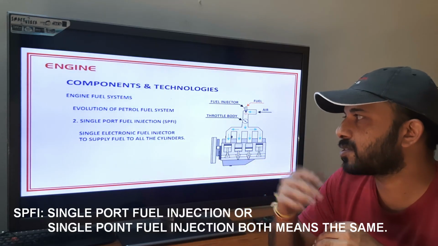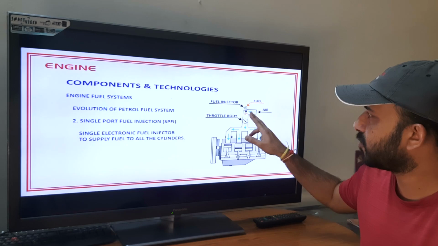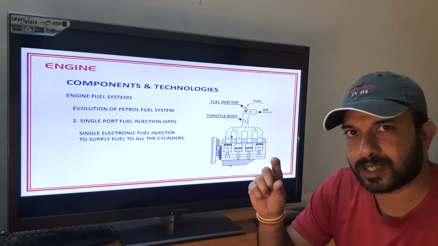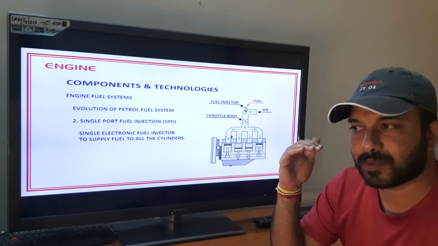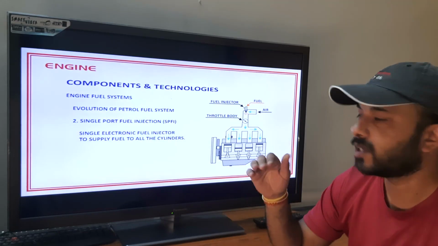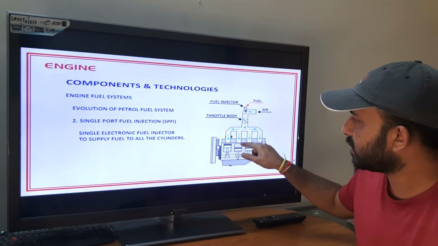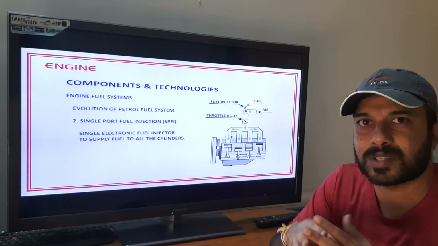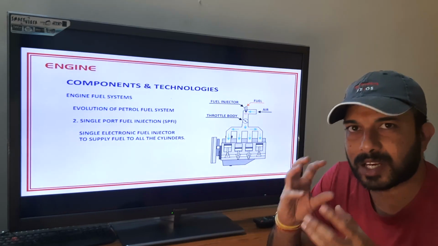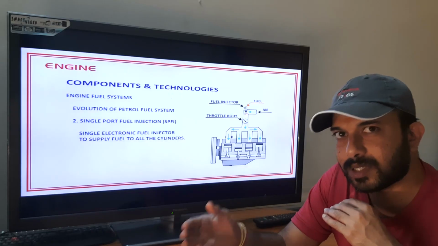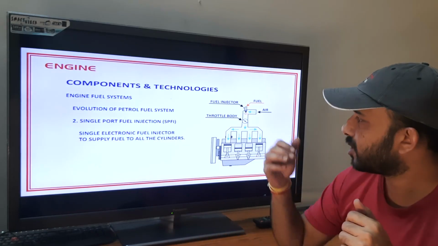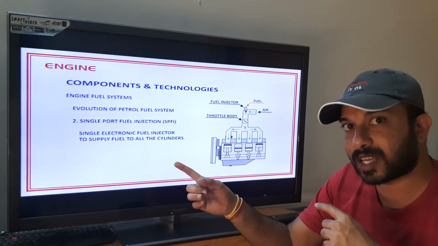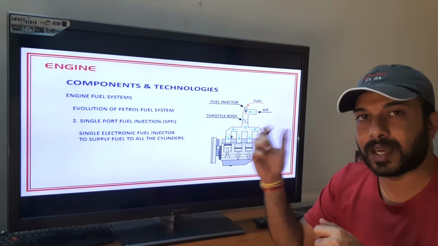In this one we have the throttle body. Just before that there is one single injector which will spray the fuel into the air which is entering the throttle body. After the throttle body it will go to the cylinders. But here also, same as your carburetor, there is no proper adequate air and fuel mixture going to the individual cylinders. But here it is electronically controlled. There it is mechanically controlled in the carburetor, but here it is electronically controlled.